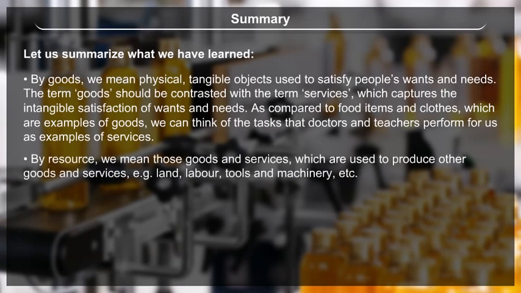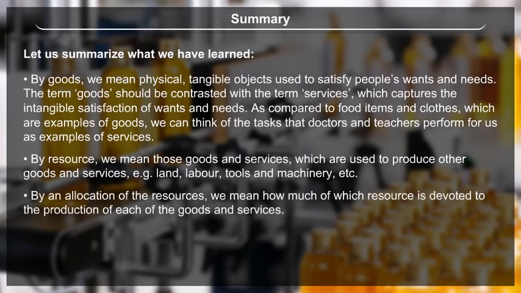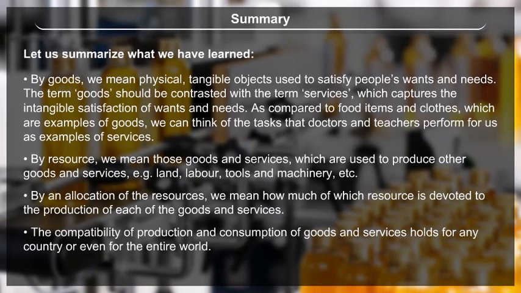By resource, we mean those goods and services which are used to produce other goods and services. Examples are land, labor, tools and machinery, etc. By an allocation of the resources, we mean how much of which resource is devoted to the production of each of the goods and services. The compatibility of production and consumption of goods and services holds for a country or even for the entire world.